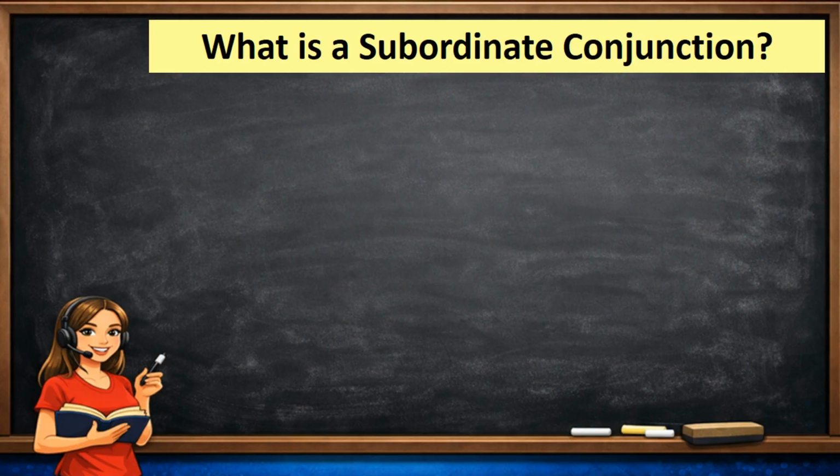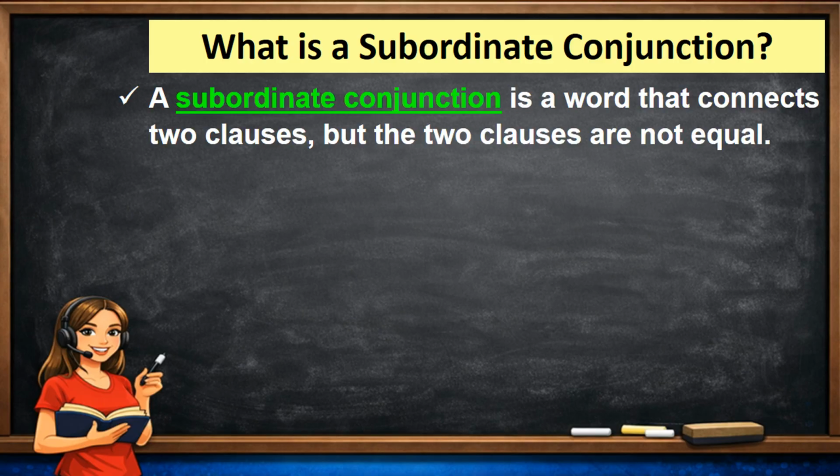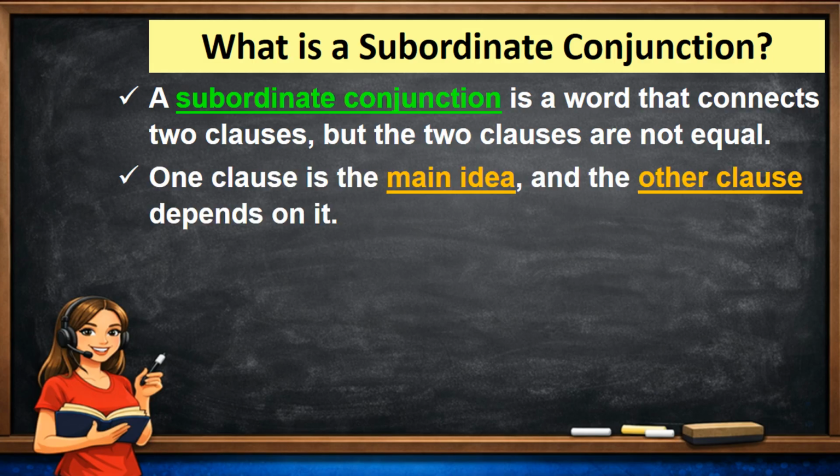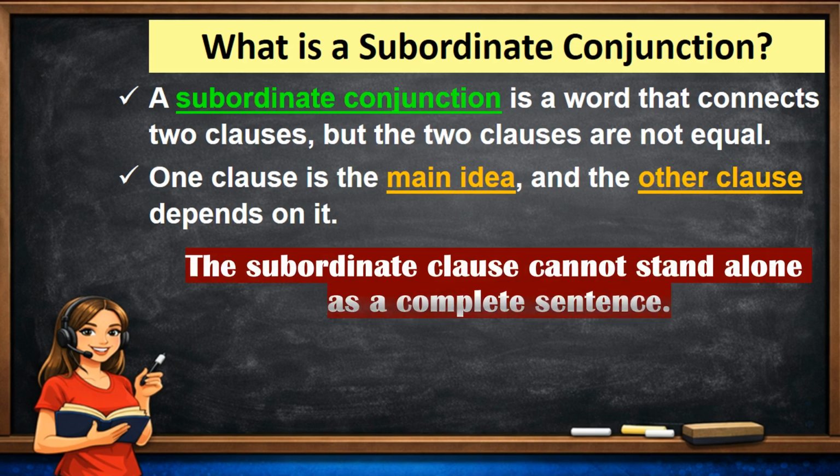First, we need to understand something very important. What is a subordinate conjunction? A subordinate conjunction is a word that connects two clauses, but the two clauses are not equal. One clause is the main idea, and the other clause depends on it. That is why it is called subordinate. The subordinate clause cannot stand alone as a complete sentence.